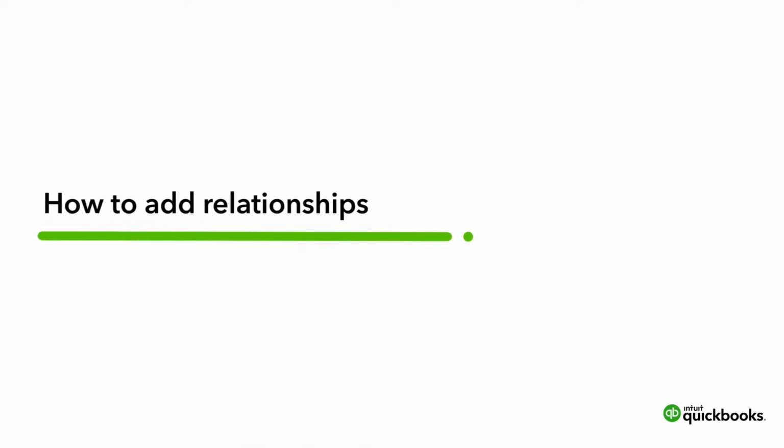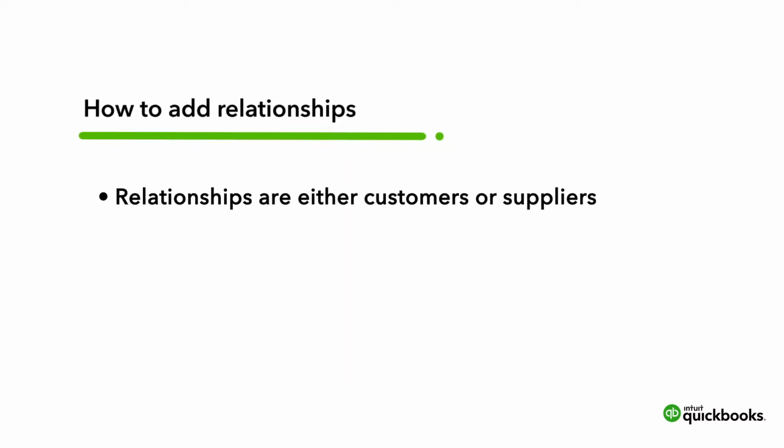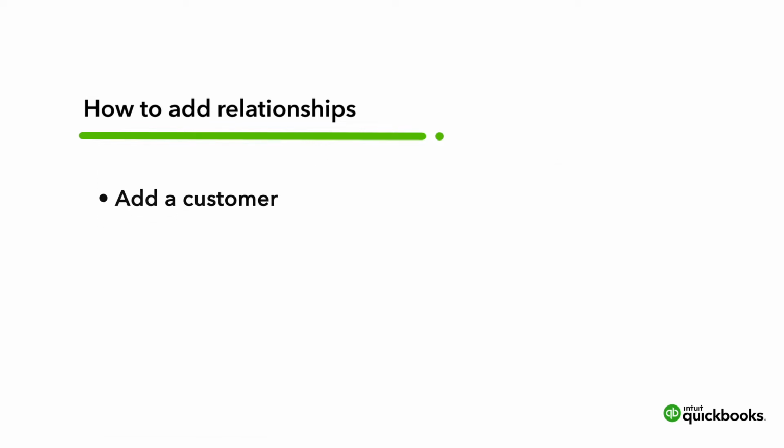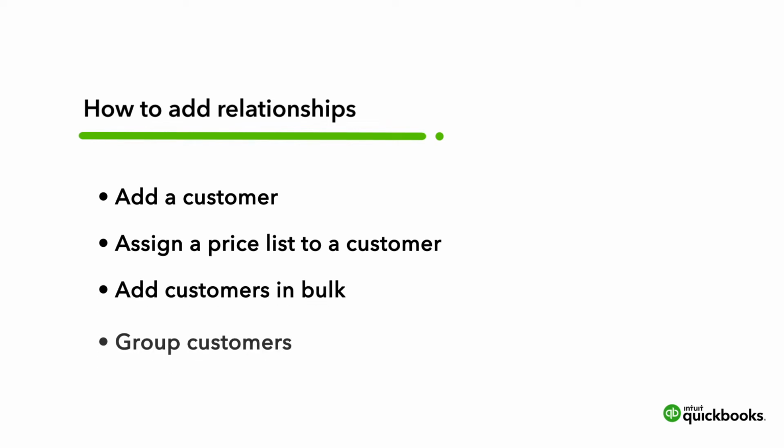In order to buy or sell products in QuickBooks Commerce, you'll need to add relationships. Relationships are either your customers or suppliers. The process to add either is very similar, but for this example, we'll go over how to add a customer. We'll cover adding a customer, assigning a price list to a customer, how to add customers in bulk, and how to group customers together so that you can easily change prices or payment terms for similar customers.